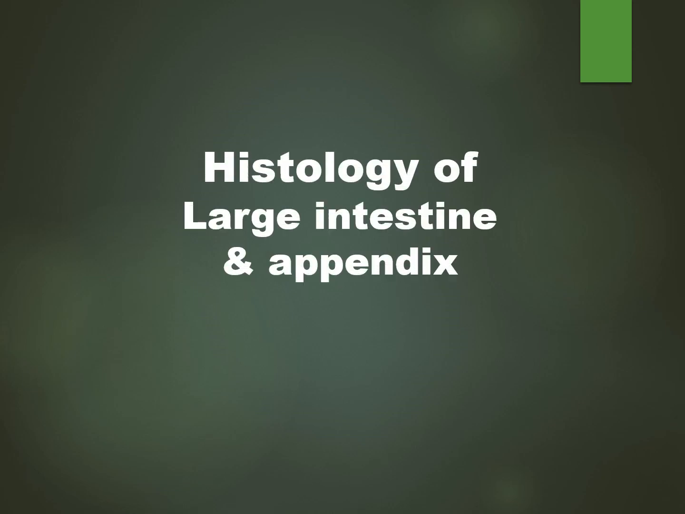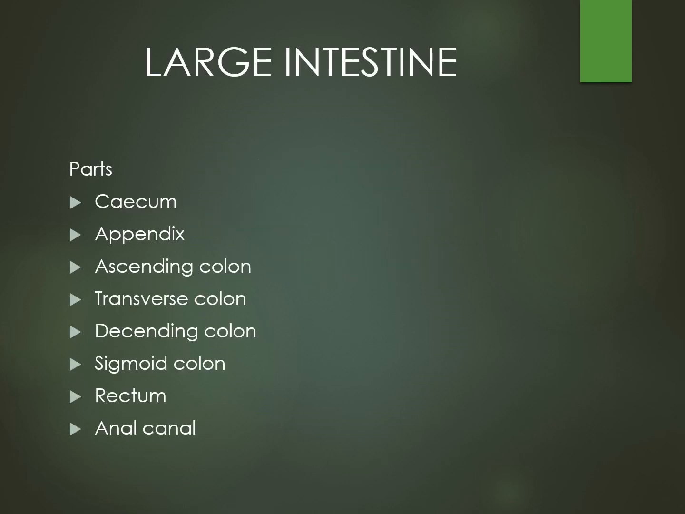Good morning, students. Today you are going to learn about the histology of large intestine and appendix. So let's see the histology of large intestine first. Here are the parts of large intestine. They are cecum, appendix, ascending colon, transverse colon, descending colon, sigmoid colon, rectum and anal canal.